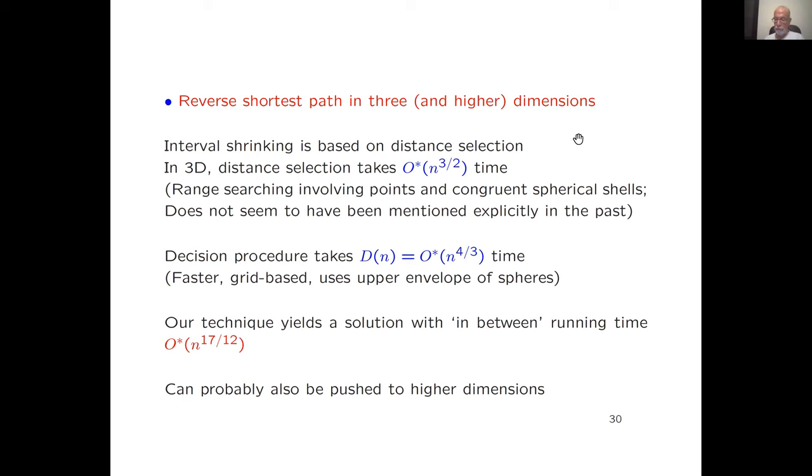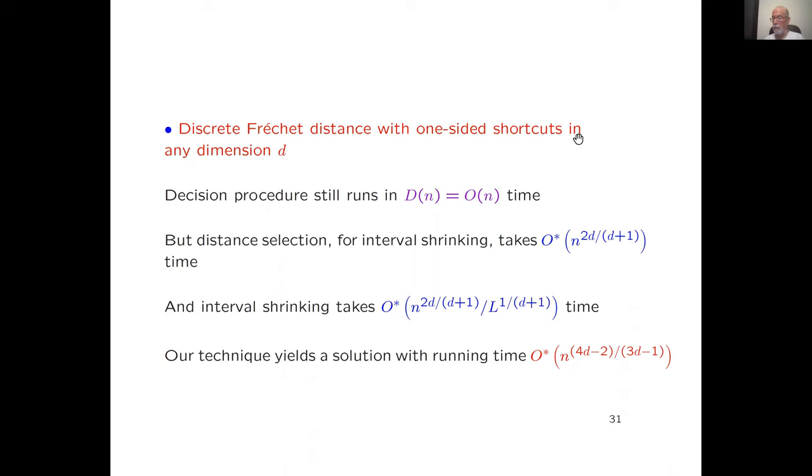And if we go back to the discrete Fréchet distance and want to solve it in D dimensions, so D greater than two, the decision procedure still takes linear time because it is just a search for a monotone path in a 0-1 matrix. It doesn't care where the distances come from. But the distance selection, if you're in D dimensions, will take n to the 2D over D plus 1 time because there are D degrees of freedom now, as we discussed earlier. And we can make interval shrinking take time like that. And again, if you balance as before, you get some exponent that is better.